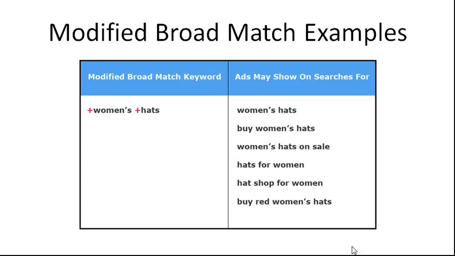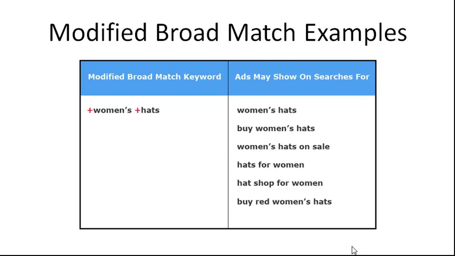By using the modified broad match and having a plus in front of hats, for example, we're not going to see caps show up here. Hats has to be in the keyword, so it won't be replaced like it would with a broad match for things like caps or helmets or other things that are similar to hats.